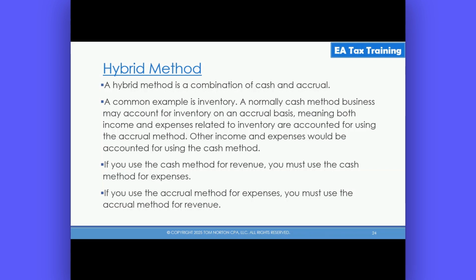So you will want to remember those two. Remember both of them. If you use cash for revenue, you have to use cash for expenses. If you use accrual for expenses, you have to use accrual for revenue. So what this is saying is that it would be okay if you wanted to use the accrual method for revenue and the cash method for expenses, they would allow that. I don't know of anybody who actually does that, but technically that would be allowed.